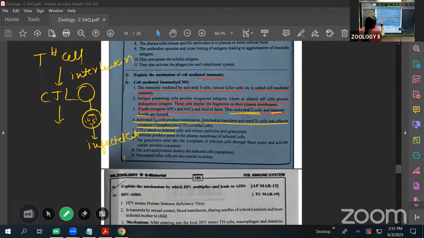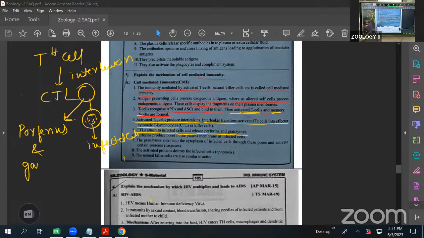They attach to the infected cell and release two substances, called porphyrins and granzymes. When the CTL is formed, it immediately attaches to the infected cell, and after attaching, it releases two types of substances. One is called porphyrins and the second is called granzymes.